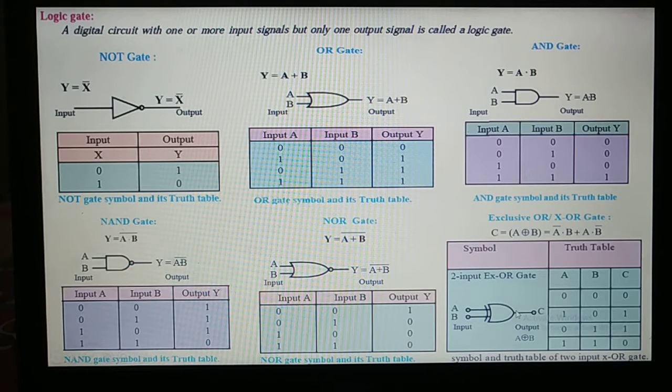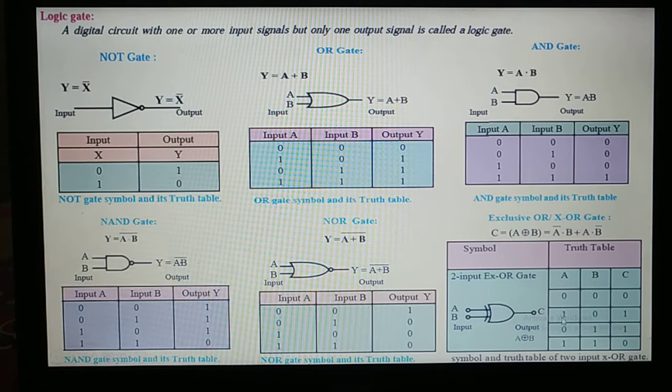The truth table says that when both the inputs are at different levels, meaning one is high, the other has to be low, or if one is low, the other has to be high. It doesn't matter at what level they are; the only condition is that if both the inputs are at different levels, then the output is high, otherwise it's low. Here this is high, this is low, both are at different levels, therefore the output is high. Here also this is low, this is high, so the output is high.